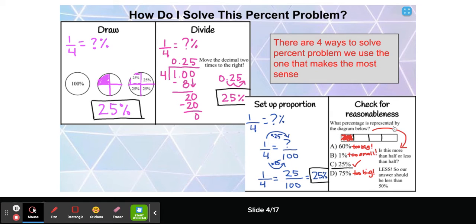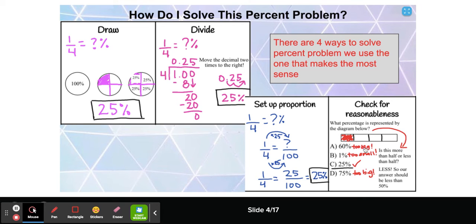So it says, what percentage is represented by the diagram below. If I look at this diagram right here, it's asking if it's 60%. If I know this fraction bar, if I cut it in half, this is 50%. What's shaded in red is a lot less than 60, so this is too big. 1% is too small because it should be like a little sliver, right? 25% seems reasonable, right? And 75% is too big.